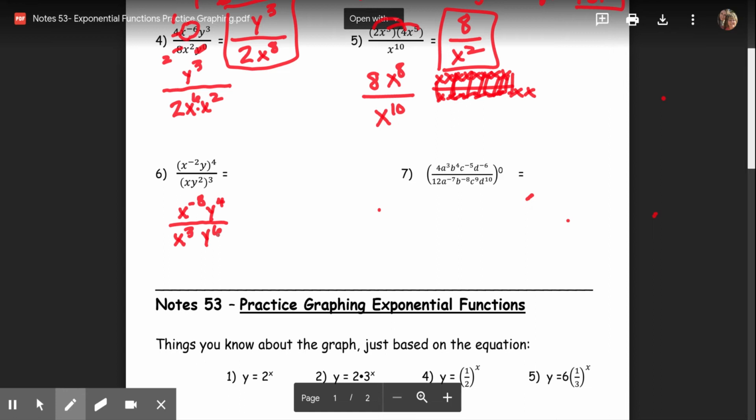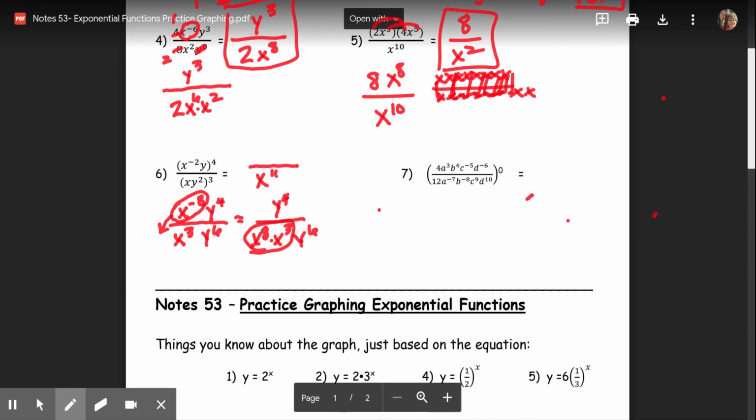All right, so what we can do right now is take this x to the negative 8, and we're going to move it down to the bottom. So we're left with y to the 4th on top, all over, we have x to the 8th. And when you move that down, it's going to be multiplied by x cubed, and then y to the 6th power. So now we can add the exponents of our x's. So 3 plus 8 gives us 11, and that's going to stay in the denominator.